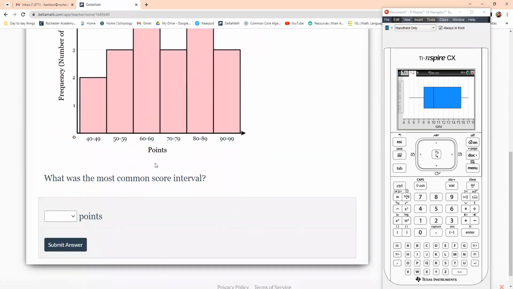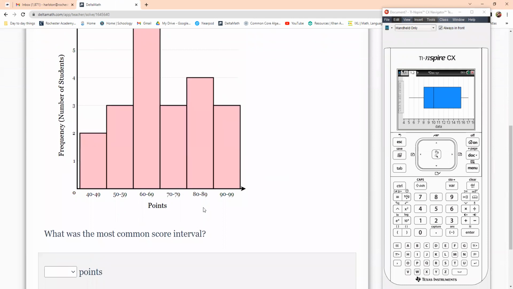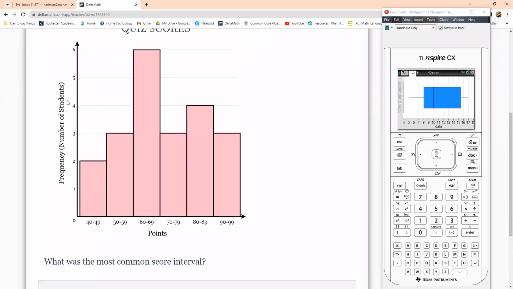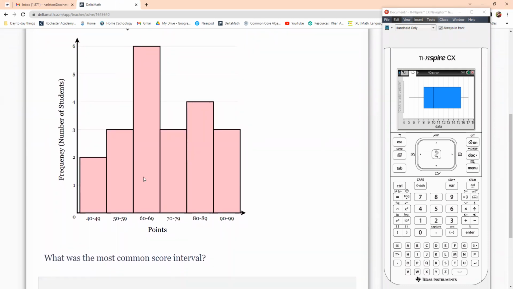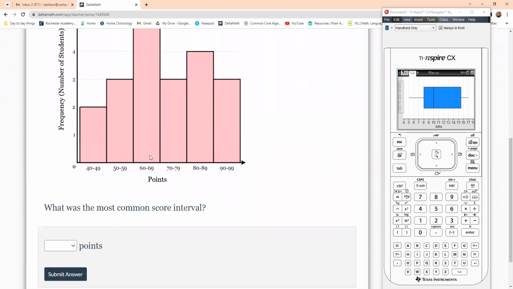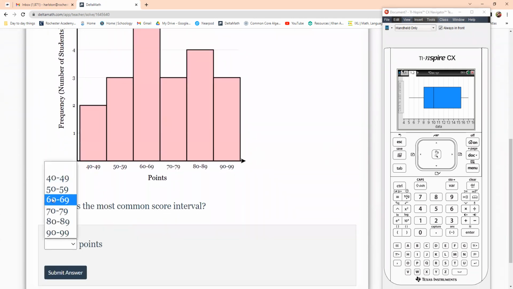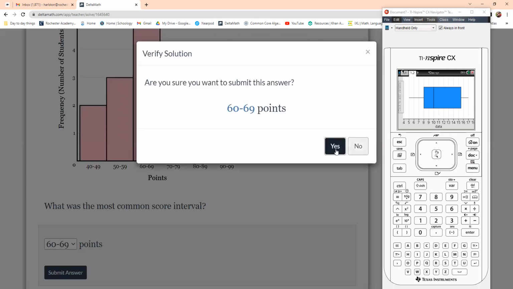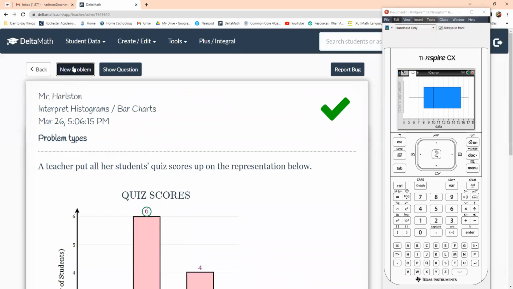Let's see, one more. What was the most common score interval? It's the one with the most students. And it would be 60 to 69 because there were 6 students in there. So we would go 60 to 69. That had the most students that got that score.